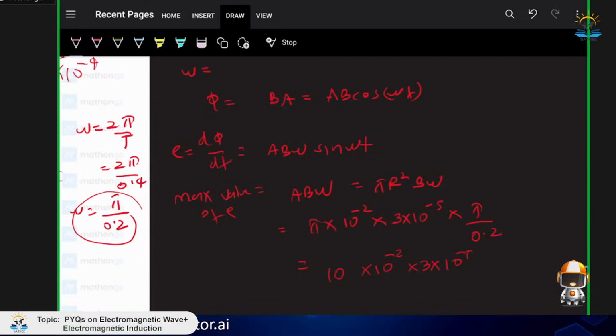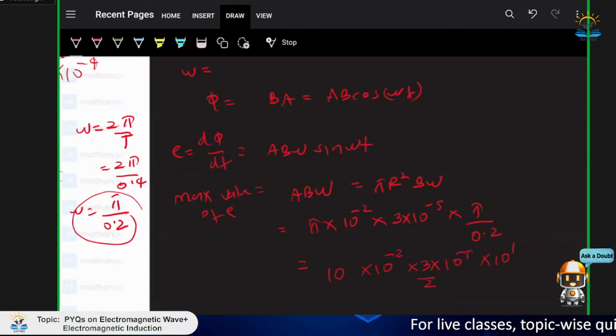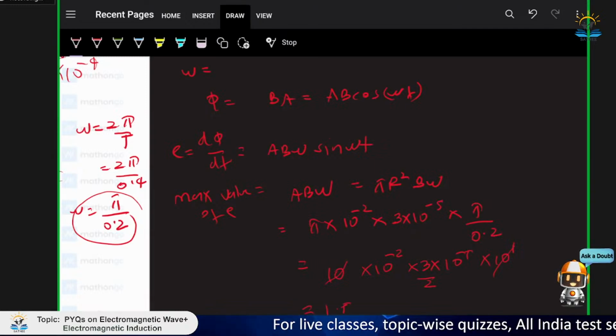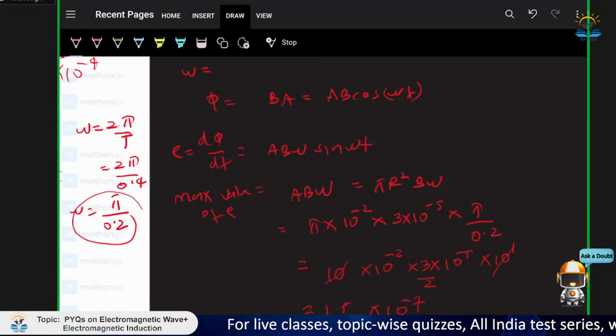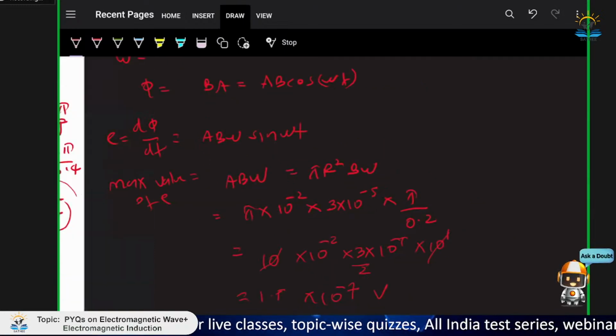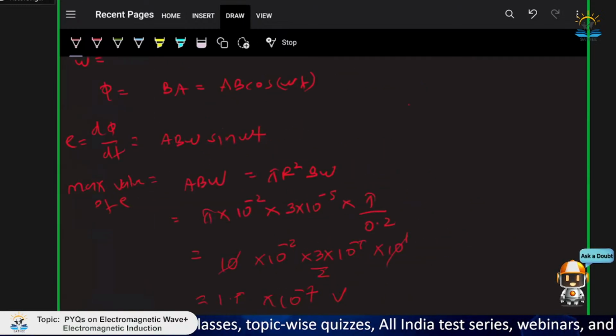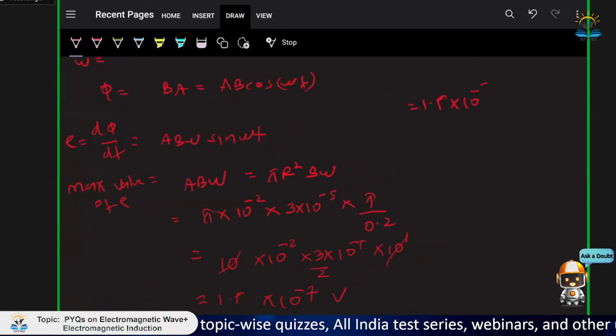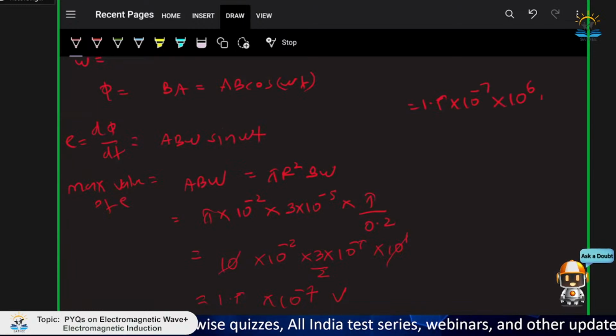Correct. So by 2 into 10 raised to 1. Correct. Yes. So this can also be cancelled. 10 raised to minus 7. 3 by 2, so 1.5 into 10 raised to minus 7 volt. We need the answer in microvolt, so 1.5 into 10 raised to minus 7 into 10 raised to 6 microvolt. Correct. How much did this come to?